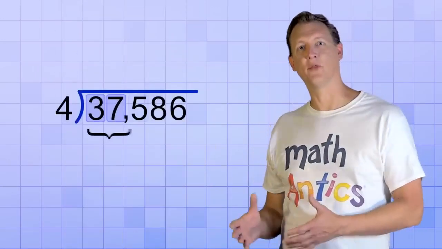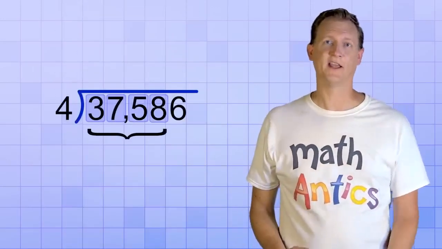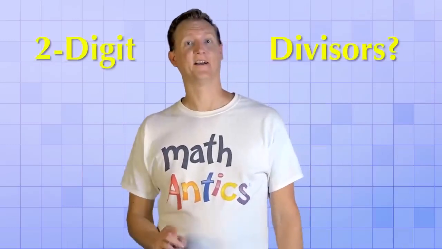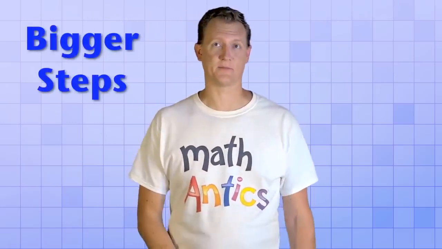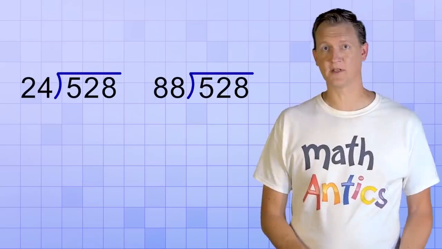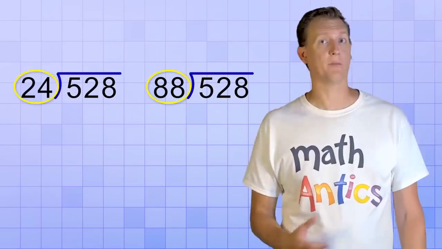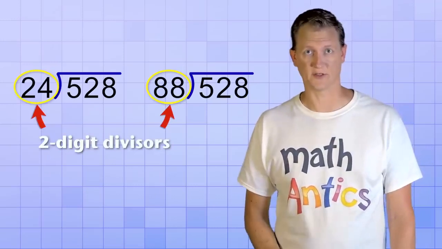But when we have to go 3 or 4 digits at a time, it's a lot harder to figure out the answer of each step. Okay, but how does that relate to 2-digit divisors? As you'll see, 2-digit divisors force us to take bigger steps. To see what I mean, let's try solving 2 new division problems that have the same dividend as before, but 2 new divisors. And both of these are 2-digit divisors.